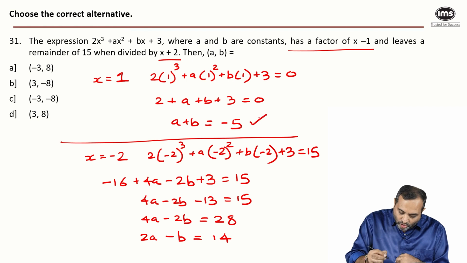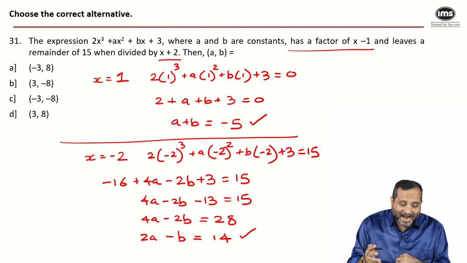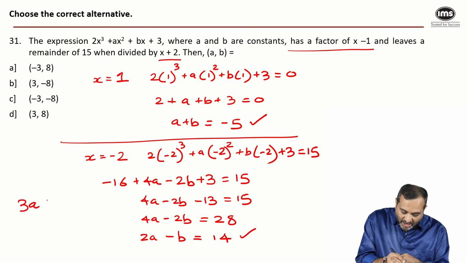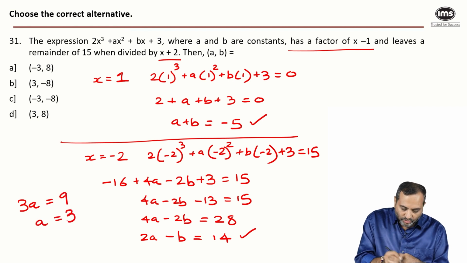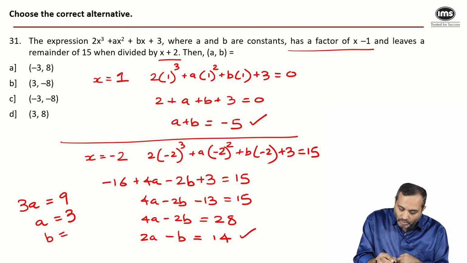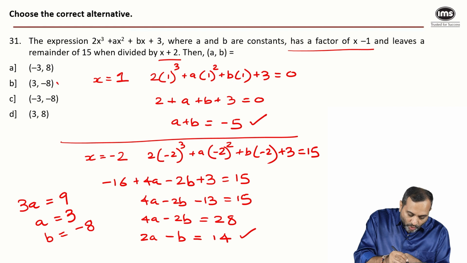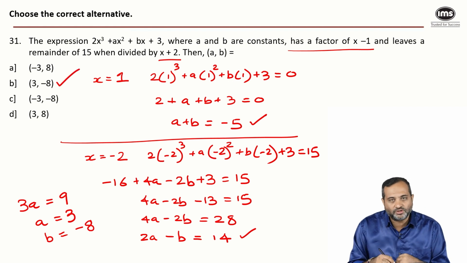So do I have these two equations? Can I solve for it? Simply add up the two equations. If you add up the two equations, what do you get? I will get 3a equal to 9, a equal to 3. Plug in a equal to 3 in any of the given equations, you will get b equal to minus 8. So a equal to 3, b is minus 8. Which option is this? This is the second option.